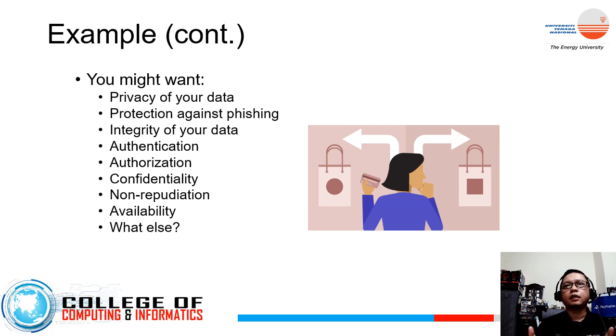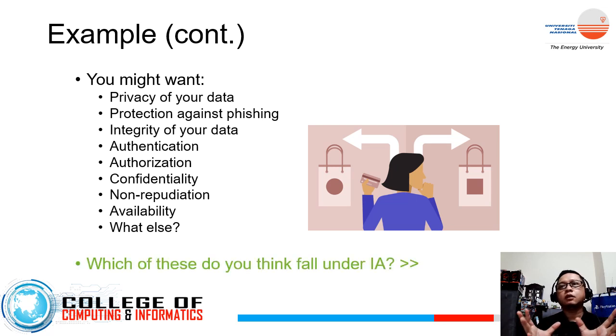So you might want the privacy of your data, protection against threats such as phishing, for example, or being threatened by malware. You want integrity of your data. You want proper authentication and authorization. You want proper confidentiality of your private information. And then you want non-repudiation, meaning that you want yourself to be trusted. Perhaps you want anonymity, but you don't want that business to become anonymous and cannot be trusted or tracked. And then you want your data to be there when you want it. What else?